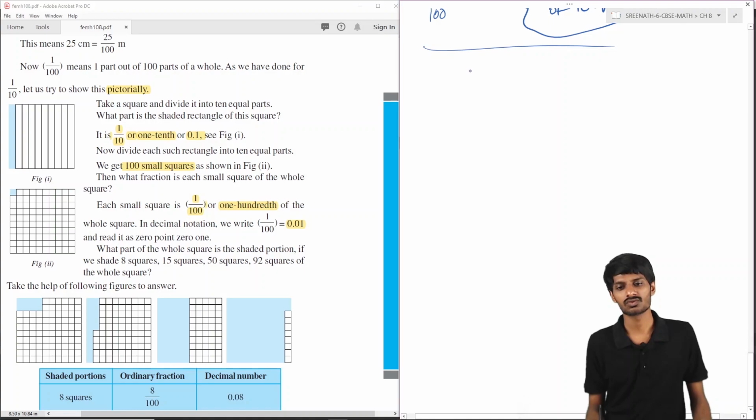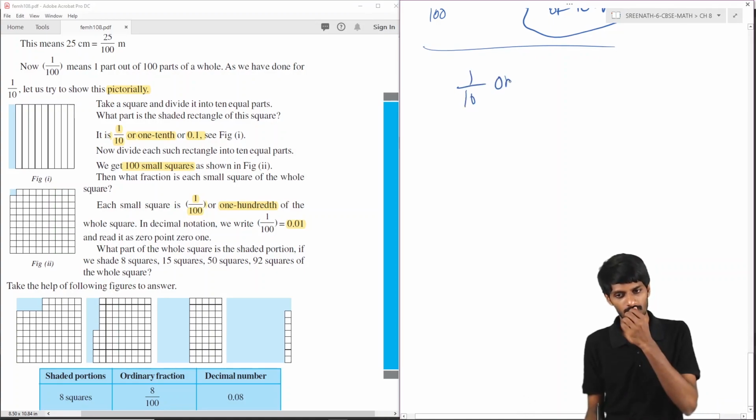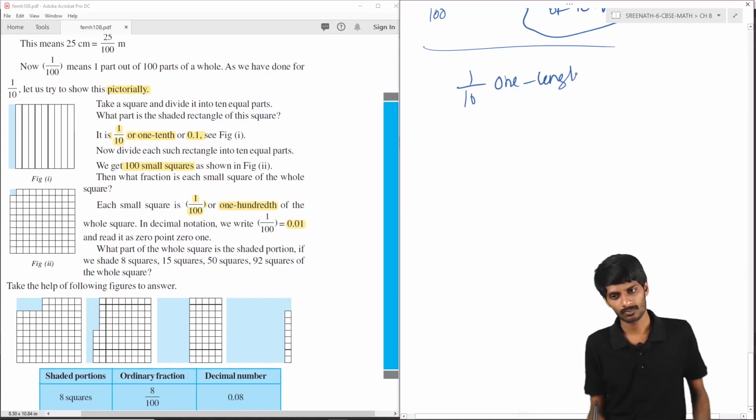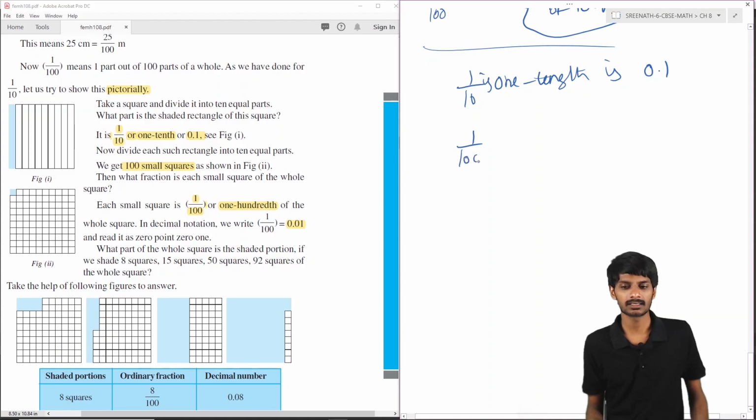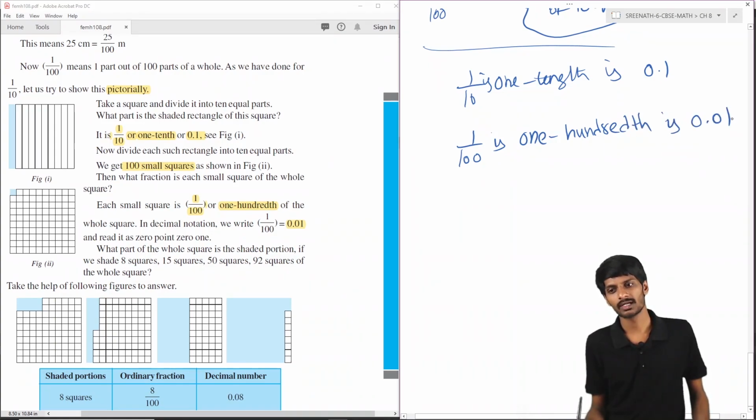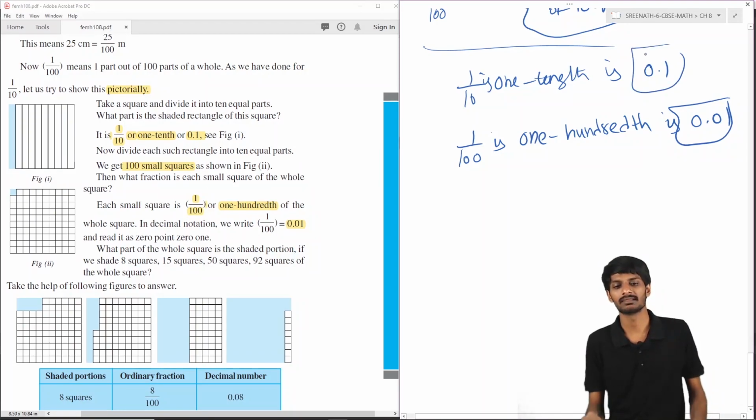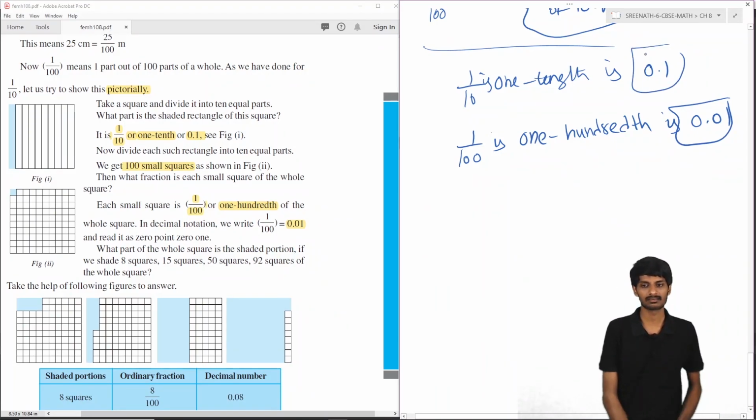So finally, what is our conclusion? 1 by 10th is 1/10, and decimally it is 0.1. Similarly, 1 by 100th is 1/100th, and it is 0.01. It is decimally, students. That is the case. Okay, students.